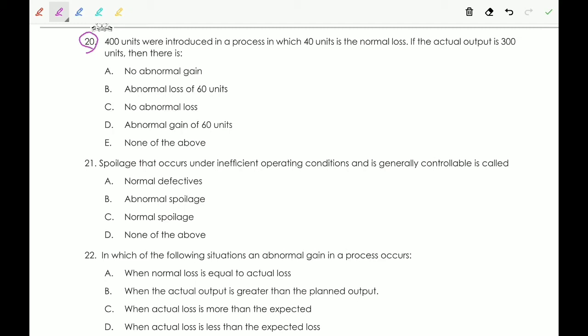Okay, next, 20. 400 units were introduced in a process in which 40 units is the normal loss. If the actual output is 300 units, then... here 400 units are introduced. The normal loss is 40 units, so the remaining 360 units should be there, but the actual output is only 300 units. So the remaining is the abnormal loss, 60 units. So answer B is the answer.